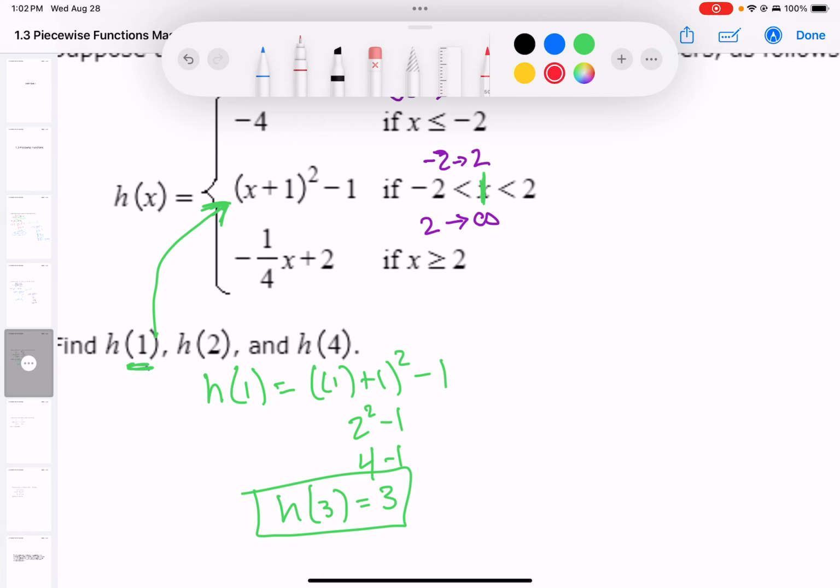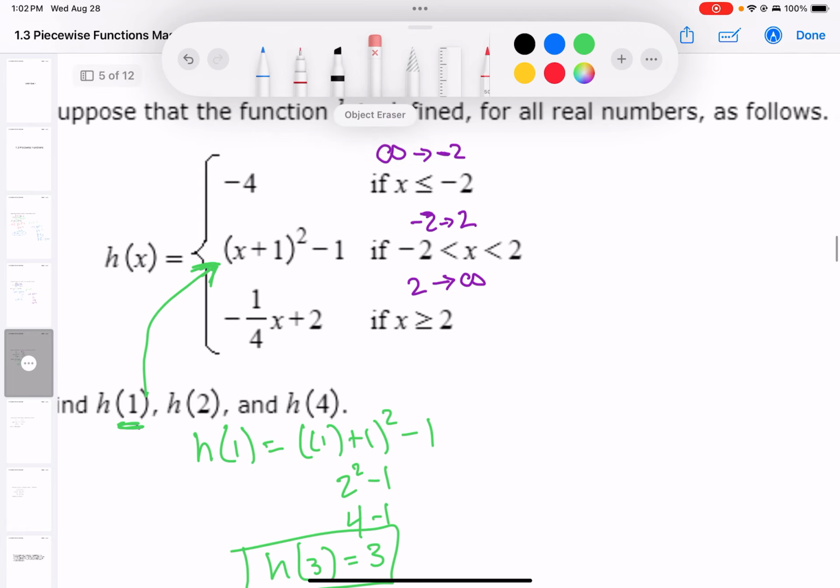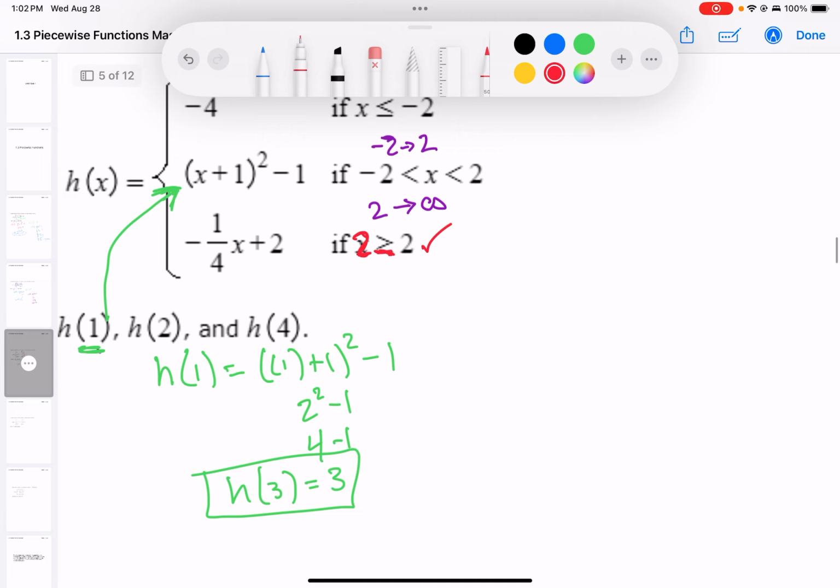Okay, so now I'm working with a 2. This one's a little bit tricky because I do have a 2 right here. But is -2 less than 2, which is less than 2? No, that is not a true statement. It is a true statement down here because it is the greater than or equal to sign. So this part right here is important. This makes this a true statement, so I'm going to use this one, which is going to be -1/4. So this is our h of 2.